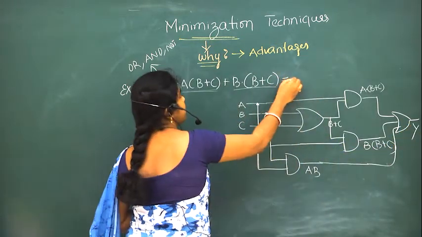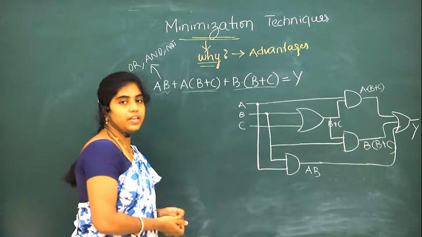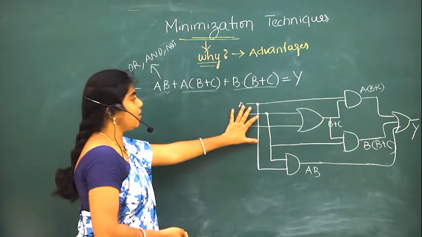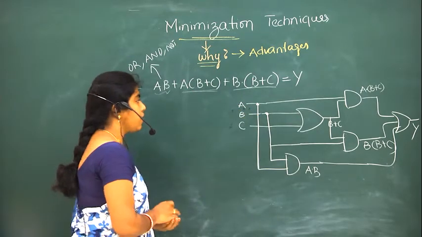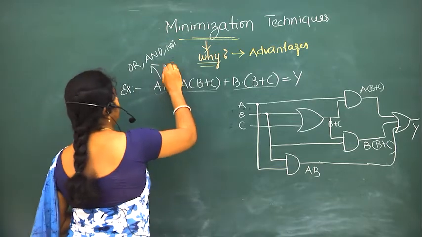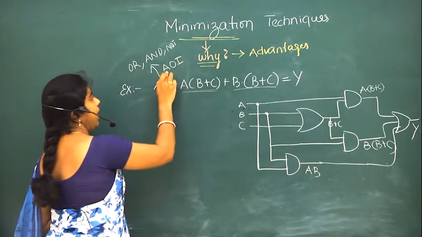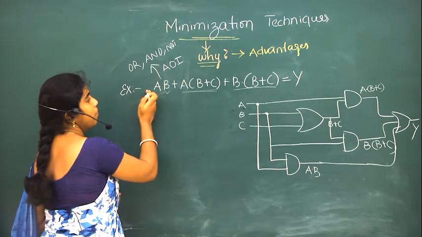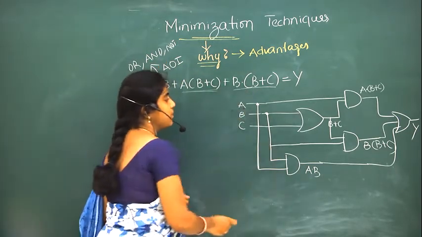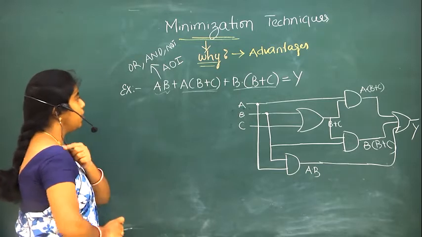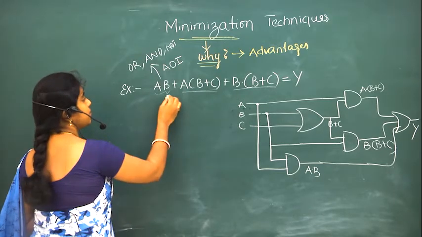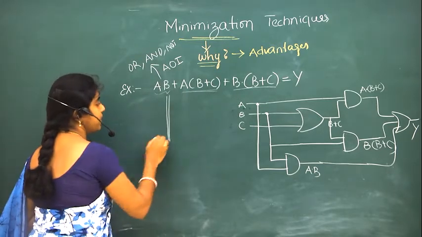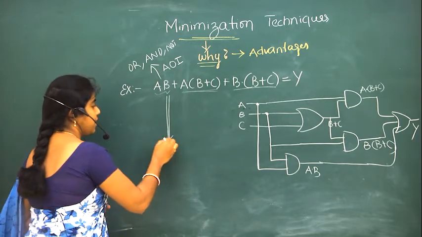Let's take this expression is equal to Y. So this is the equivalent logic diagram, or you can also call it as AOI diagram, AND, OR and inverter, nothing but AND, OR and NOT gate combination of this logic expression. Now by using some minimization techniques, I am going to simplify this expression.